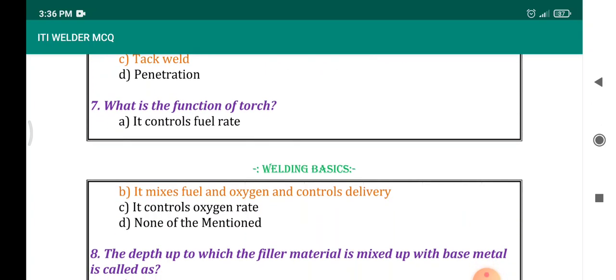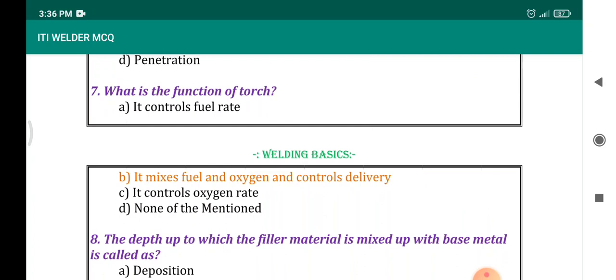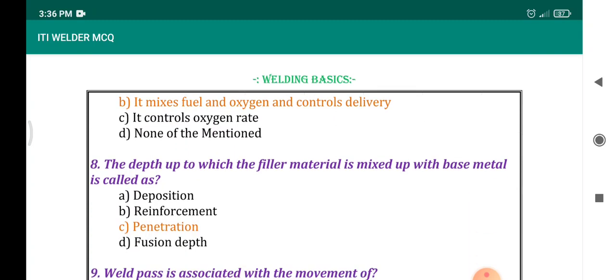What is the function of the torch? The torch is used in gas welding operation. It mixes fuel and oxygen, mainly acetylene and oxygen. The options are: it controls the fuel rate, it controls the oxygen rate, or none of the above. Actually, the function is that it mixes the fuel and oxygen and controls the delivery. It is provided with two valves for controlling the flow of oxygen and fuel.